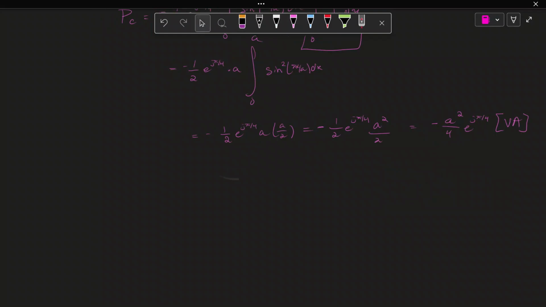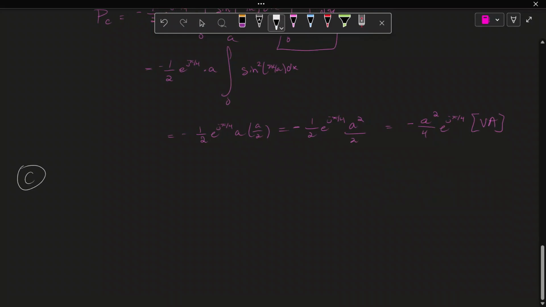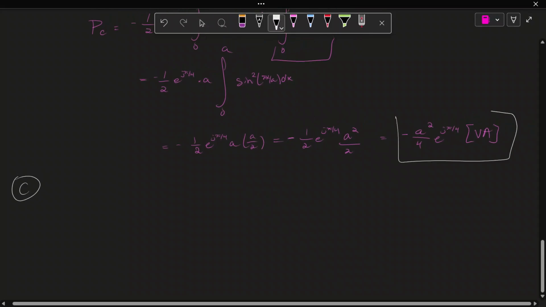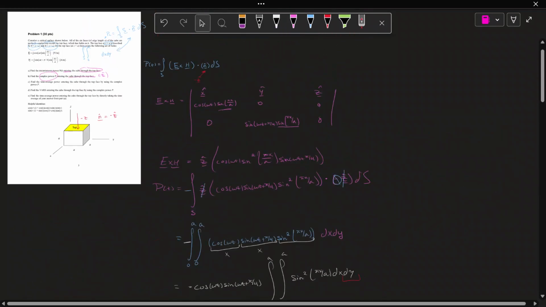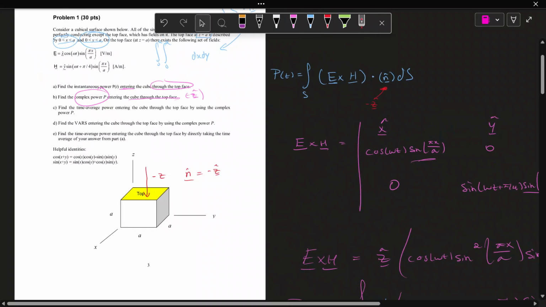So now part C. What does part C ask? But this would be your answer here in volt amps. Remember, complex power is in volt amps. So that's part C. Or that's part B, sorry. Part C is asking for the time average power entering the cube through the top face, we're still negative z, by using the complex power. What does that mean, guys?